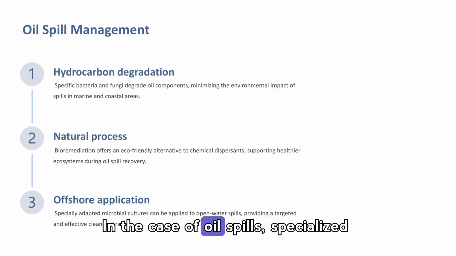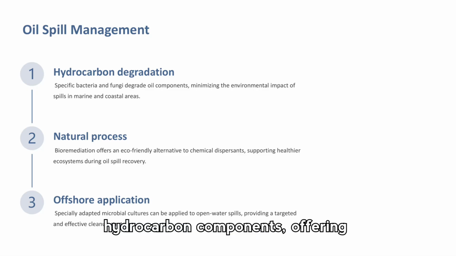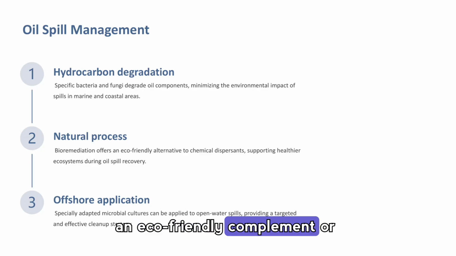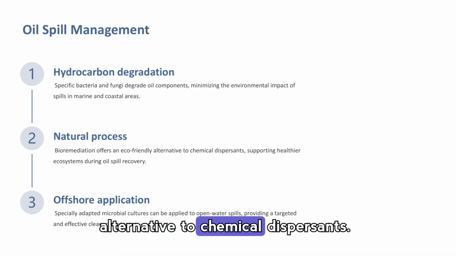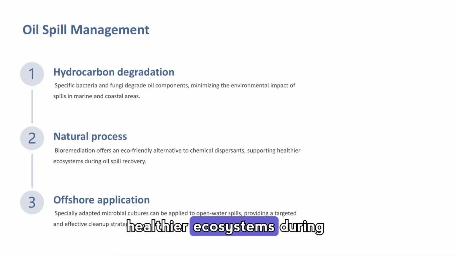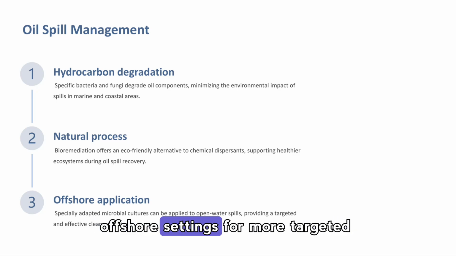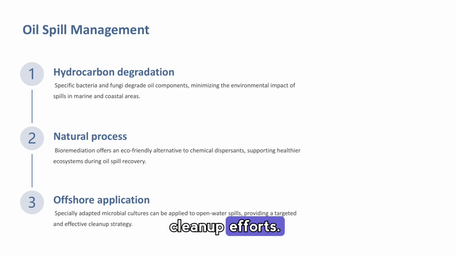In the case of oil spills, specialized bacteria and fungi can degrade hydrocarbon components, offering an eco-friendly complement or alternative to chemical dispersants. This natural process supports healthier ecosystems during recovery, and specially adapted microbial cultures can be applied in offshore settings for more targeted cleanup efforts.